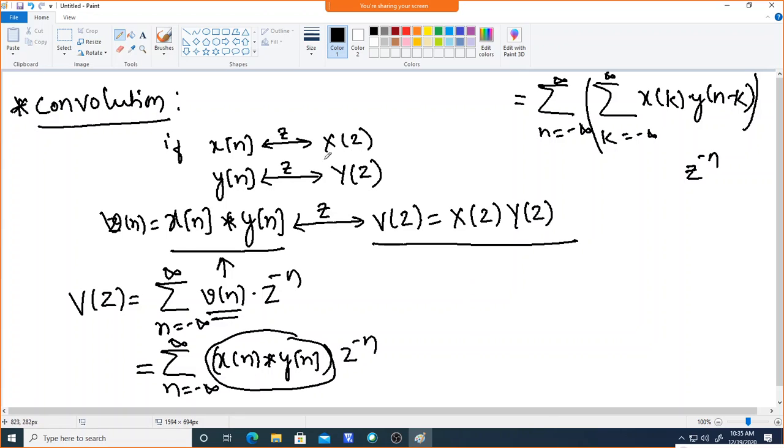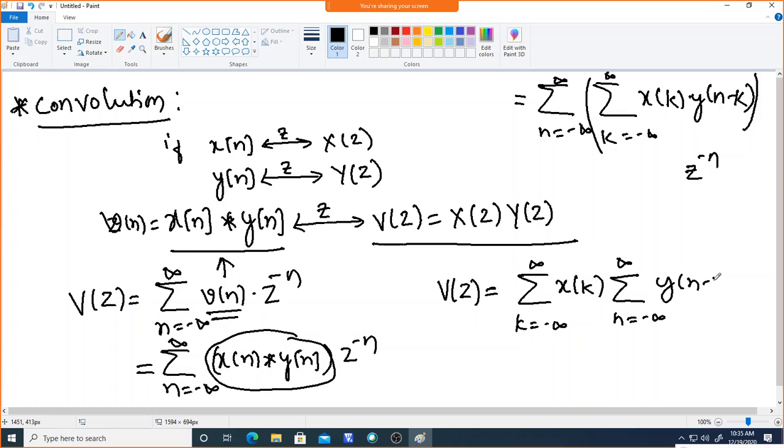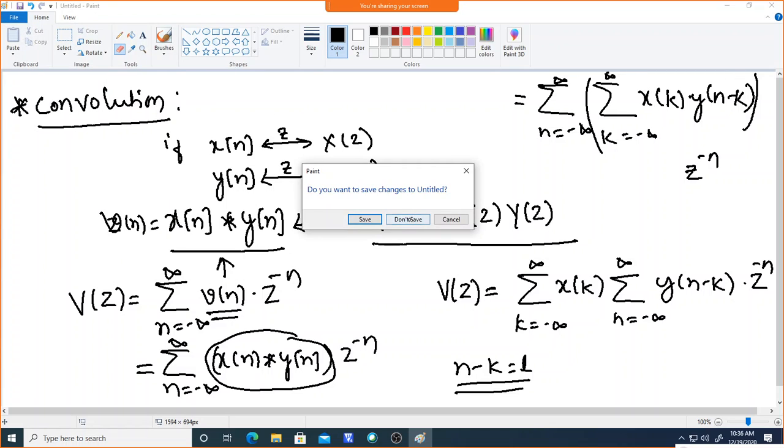Now we get v of z, and we interchange the summations: the summation over k from minus infinity to plus infinity of x of k, and the summation over n from minus infinity to plus infinity of y of n minus k into z power minus n. Now replace n minus k by the value L. We can write this on a new page.